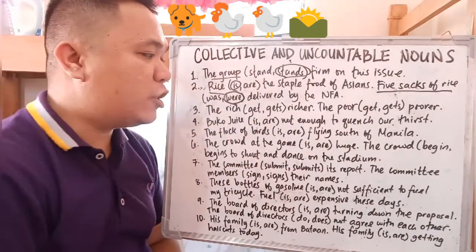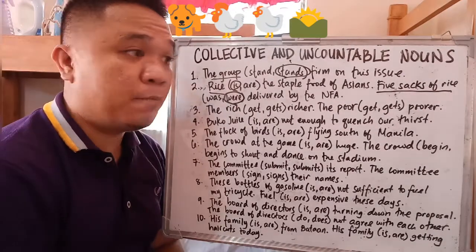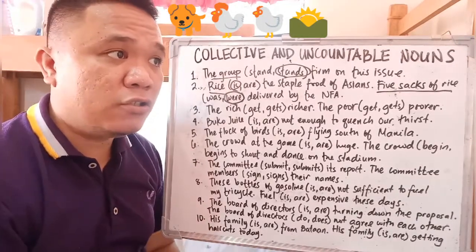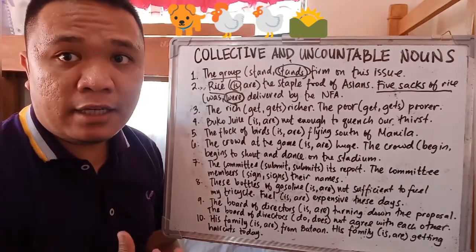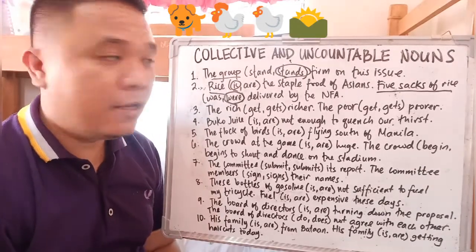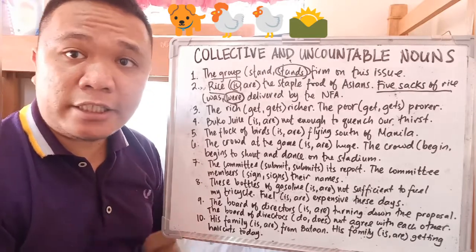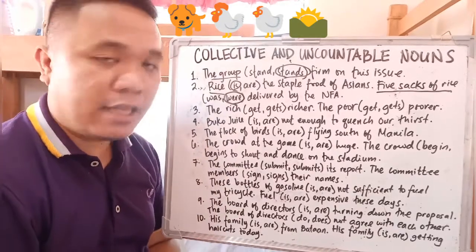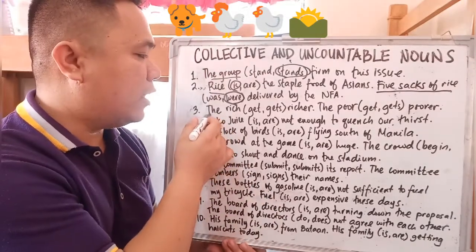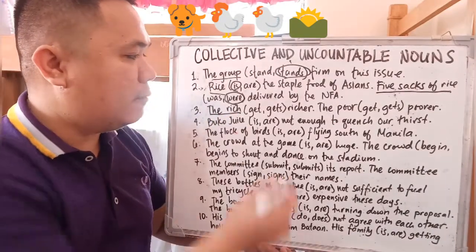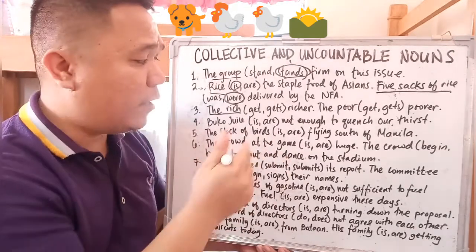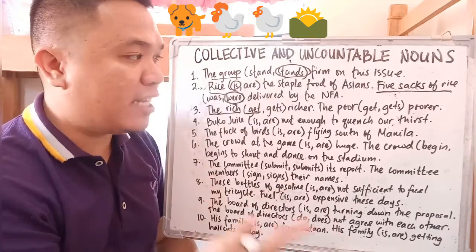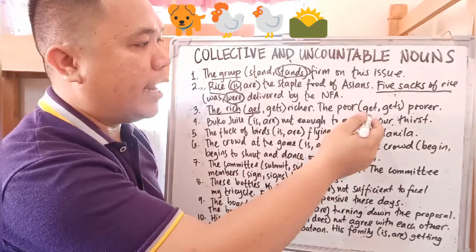Next, number 3. The rich gets richer, the poor gets poorer. There is a rule: once an adjective functions as a subject, as a noun, it is considered plural. So the rich is an adjective functioning as a noun in the subject slot, so it is plural. The rich is our subject and our verb does not end in S. So the rich get richer, the poor get poorer.